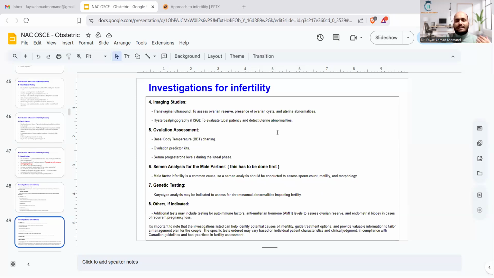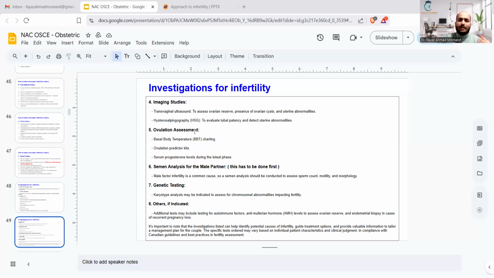If we are suspecting that the patient has concerns of fallopian tube patency, we can then do hysterosalpingography, which will give us an idea of how the tubes are and also if there is any abnormality within the uterus.